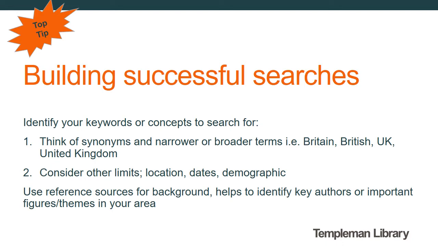It might be case studies. It could be all sorts of things that you want to think about. And another really good tip is if you're starting out and you want to get a much better overview of any contextual information around your area of study, you can use reference sources for background information, and it helps you to identify any key authors or important figures or themes, or even any milestones that might be good to be aware of and that might inform some of your search techniques as well.